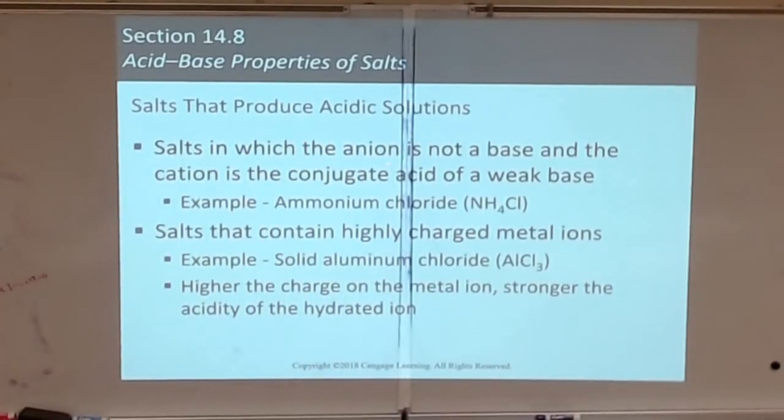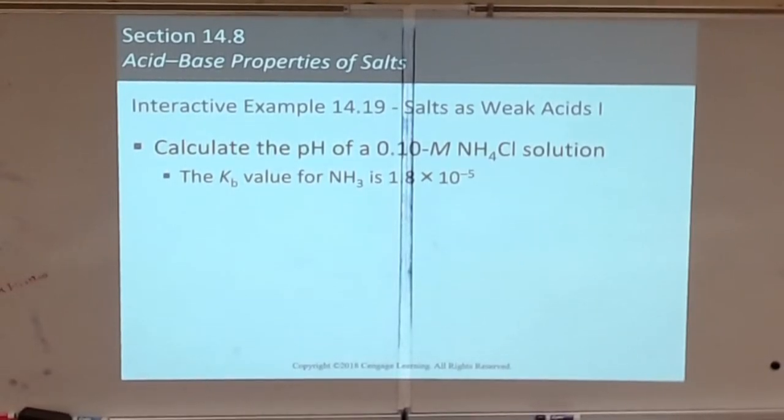All right. Some salts that can produce acidic solutions: when the anion is not a base and the cation is the conjugate acid of a weak base, so ammonium chloride, right? Salts that contain highly charged metal ions, like aluminum chloride. The higher the charge on the metal ion, the stronger the acidity of the hydrated ion. What do we mean? Well, let's look at the pH of a 0.1 molar ammonium chloride solution.